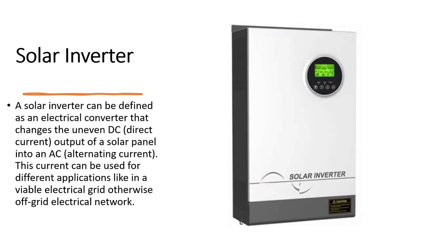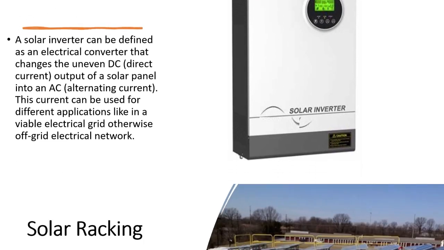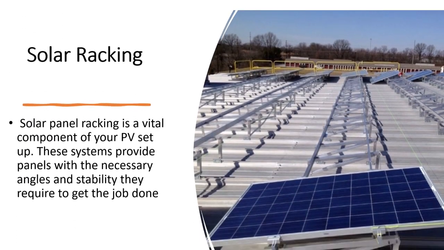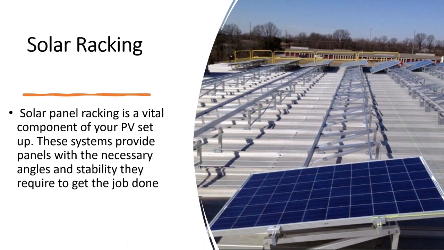A solar inverter can be defined as an electrical converter that changes the uneven DC output of a solar panel into an AC. This current can be used for different applications, like in a viable electrical grid, otherwise an off-grid electrical network. Solar panel racking is another vital component of a PV setup. These systems provide panels with the necessary angles and stability they require to get the job done.